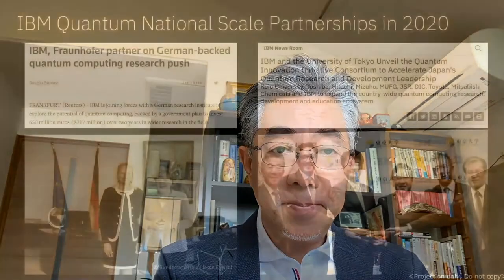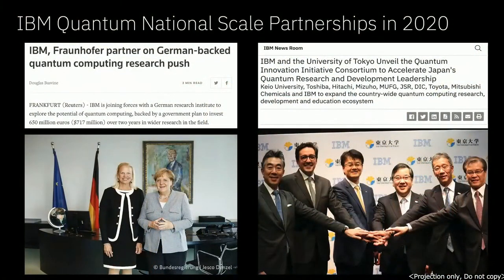In Japan and Germany, last year, we made two major announcements of quantum computers. It is to install the first commercial-based quantum computers outside of the United States. In Germany, with the Fraunhofer, and in Japan, with the University of Tokyo. In Japan, we're going to install two quantum systems. One is IBM Q System One. It's the first commercial quantum machine, and we're going to install it in Shin Kawasaki City in Japan.